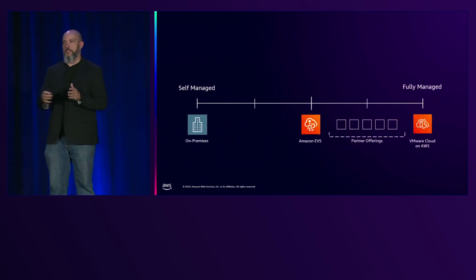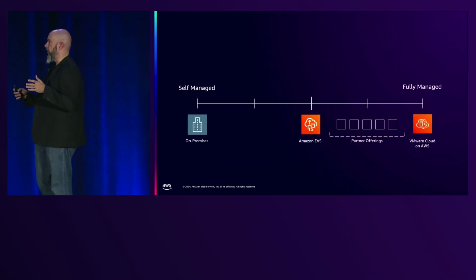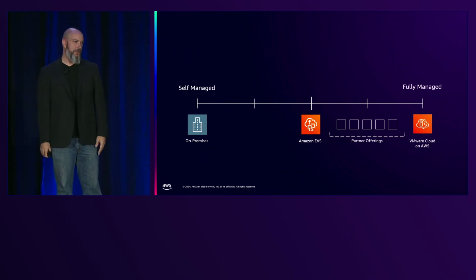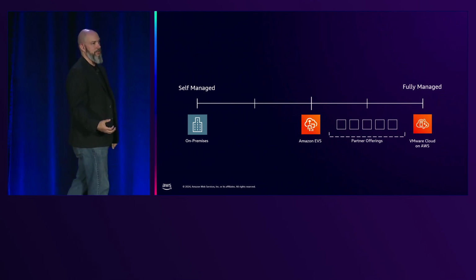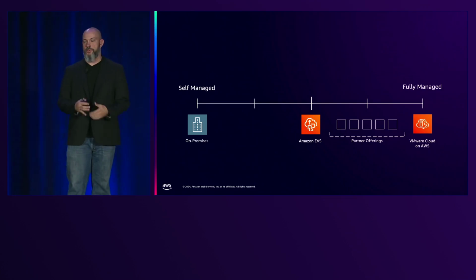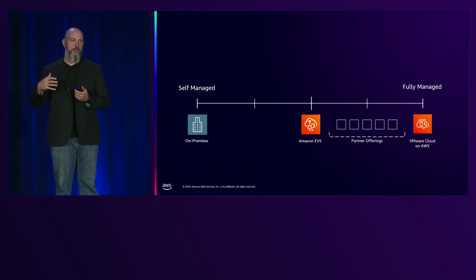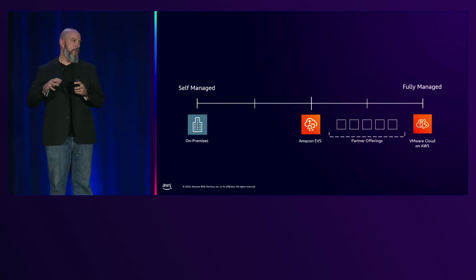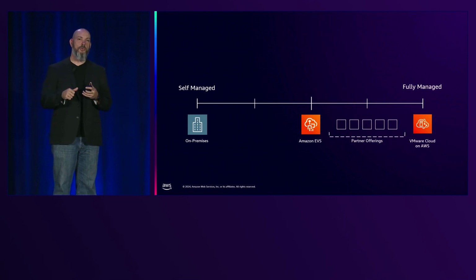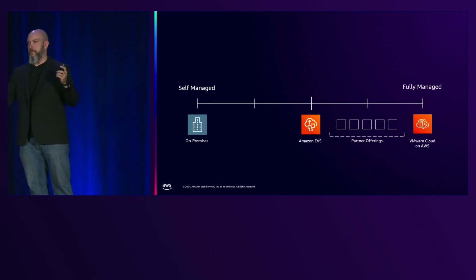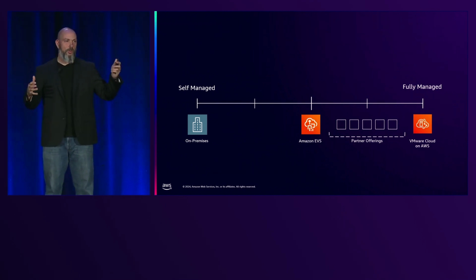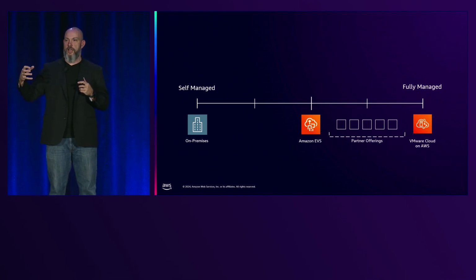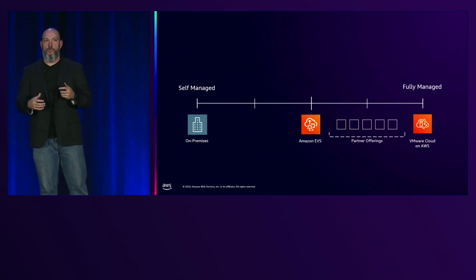So if you think about this on a spectrum, on the far left here you have self-managed. This is your traditional on-prem environment. And then on the far right-hand side, you have fully managed services like VMware Cloud on AWS, which are very prescriptive in the configuration, but they do everything for you. They take care of all of the patching, updating, and upgrading. So you have this spectrum of, well, do I want control or do I want the undifferentiated heavy lifting removed? And so we were thinking about this.